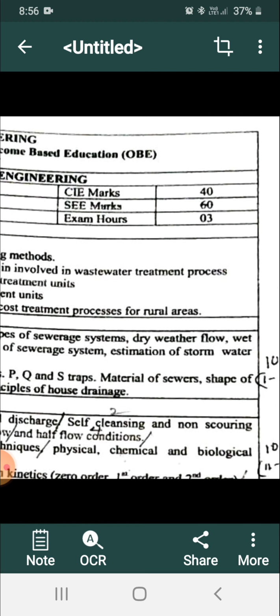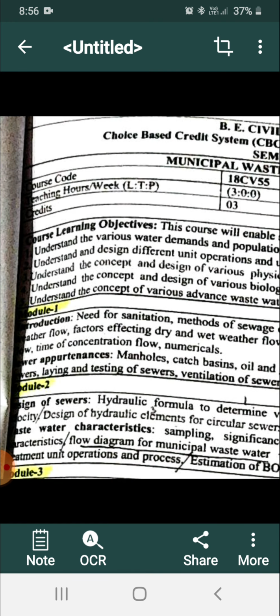Estimation of storm water. Here, time of concentration you have also studied. Estimation of storm water means again the same thing: rational formula method and empirical formula method. Using those two methods, you determine the quantity of water. This is about 60% of the portion. Numerical problems you have also solved. One problem I have shown. Please solve some more problems from the textbook.